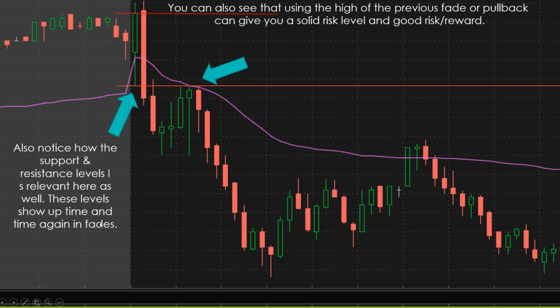And here's another one. And this is one that's extremely common as well. Here's the first fade right here. This is one fade right here. And this is a beautiful fade. I see these happen a ton.